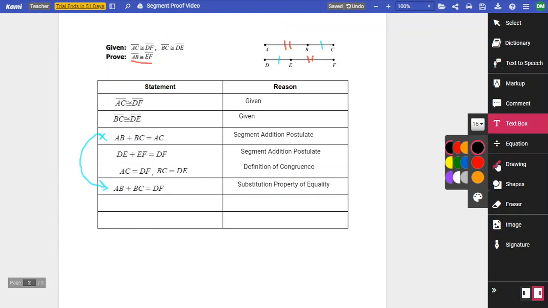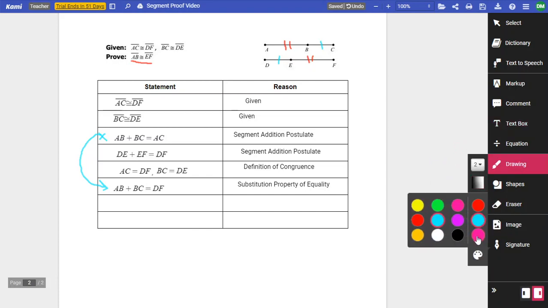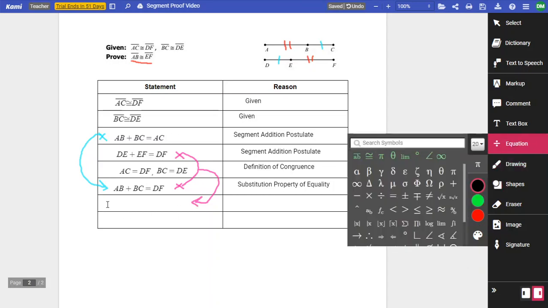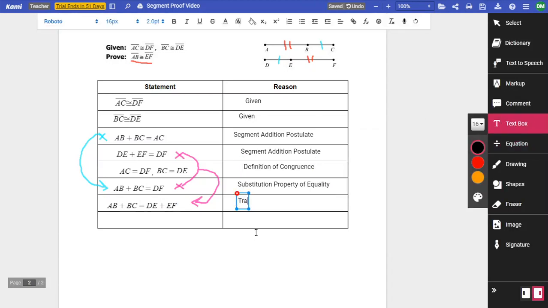Now I've got two different lines that are both equal to DF. So I'll put both of these in purple. So I've got this statement is equal to DF, and I've got this statement is equal to DF. And we're just going to take both of these and put them down here in this line. So we're still flowing downwards. So I can say that AB plus BC is equal to DE plus EF by the transitive property of equality.